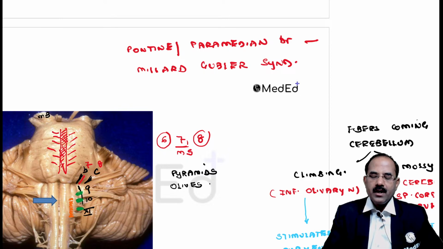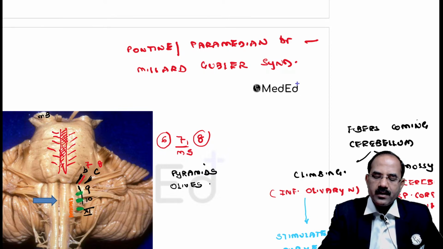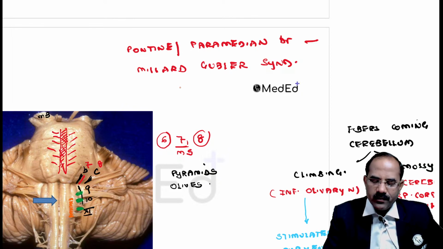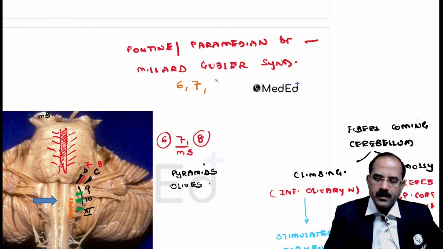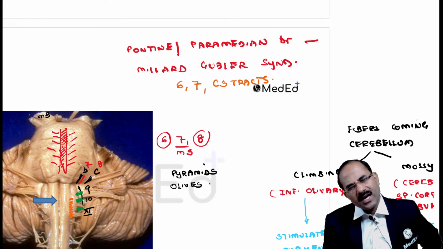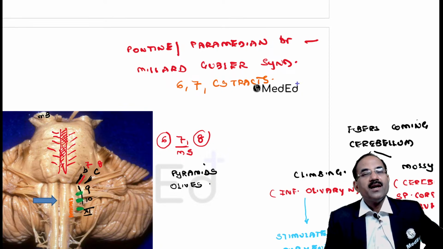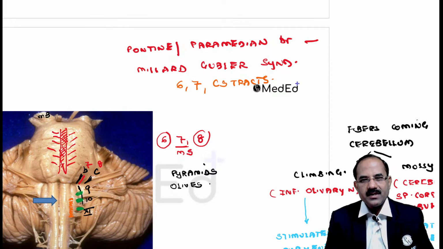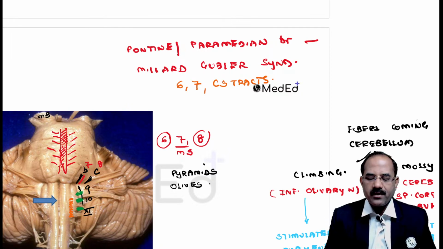बस ये याद रखना. In this Millard-Gubler syndrome, who's involved? अभी देखो, like one thing comes, the other thing has to come. Which nerves are involved? The sixth nerve is involved, the seventh nerve is involved, and the corticospinal tracts are involved. So sixth nerve, seventh nerve, and the corticospinal tracts are involved in Millard-Gubler syndrome.